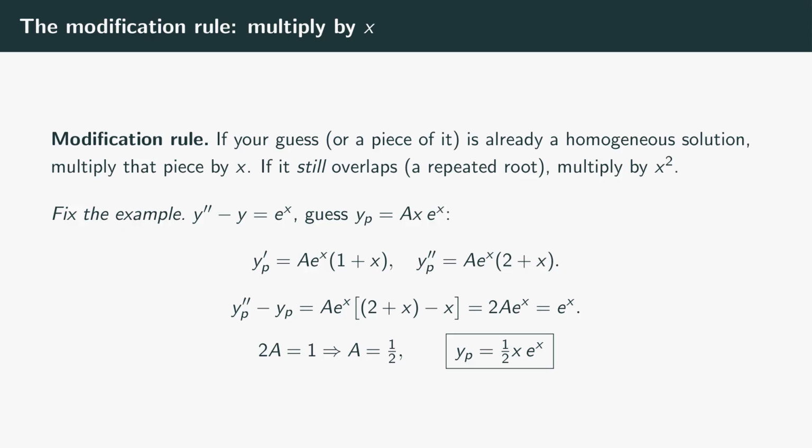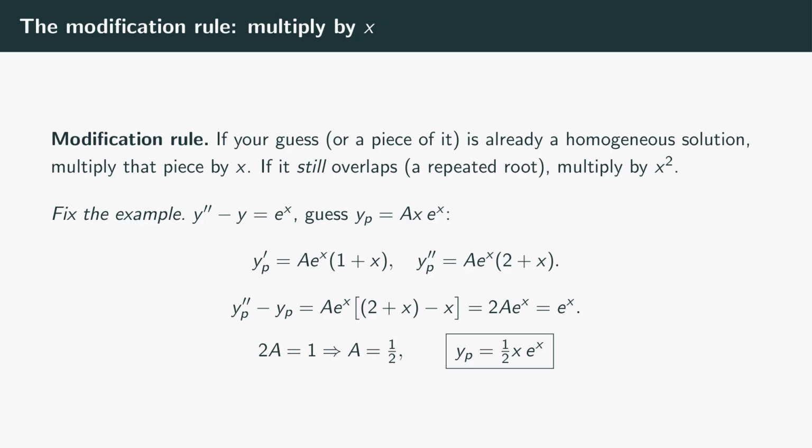Here is the fix, and it is wonderfully simple. Multiply the offending guess by x. If a piece of your guess is already a homogeneous solution, bump it up by one factor of x, and if it still overlaps, which happens when the matching root was a repeated root, multiply by x squared instead.